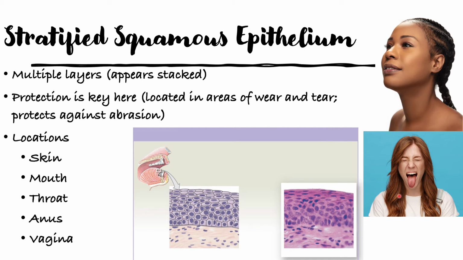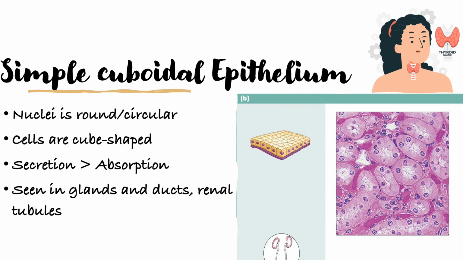And if you remember, with the skin, we're constantly shedding our skin cells, so this will let the other layers move up. We're also going to find it in our throat, in our anus, and in the vagina. So the next one is going to be simple cuboidal epithelium.